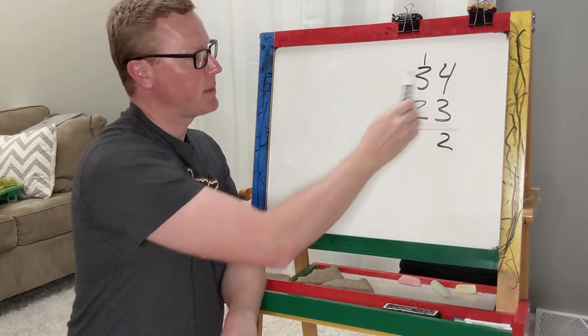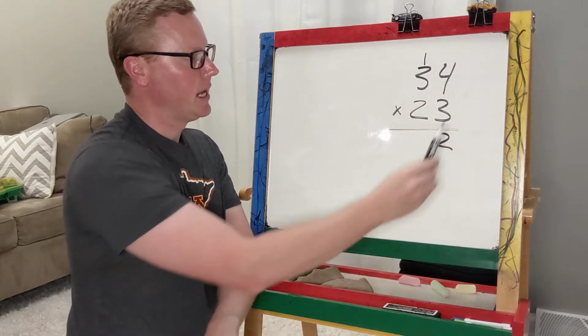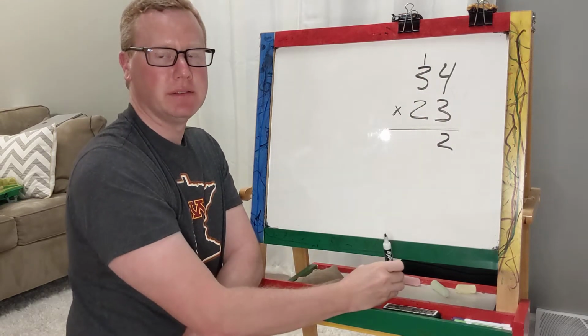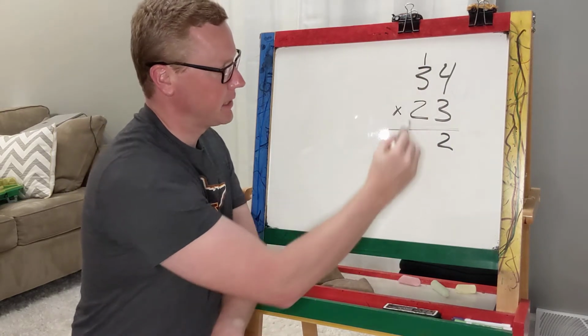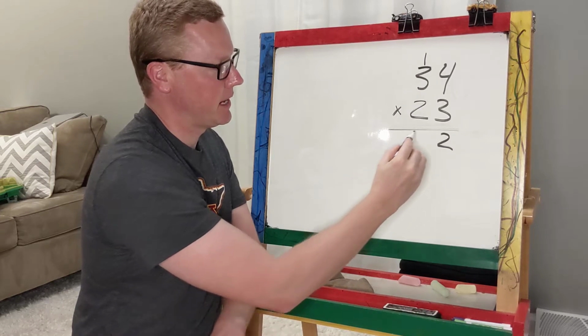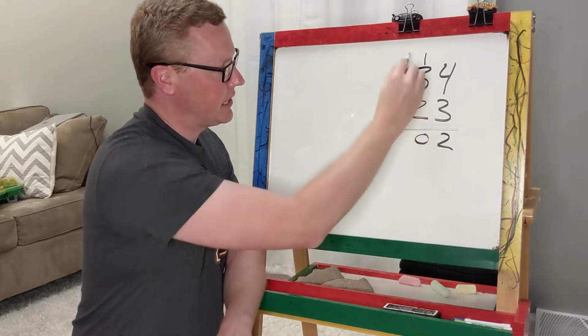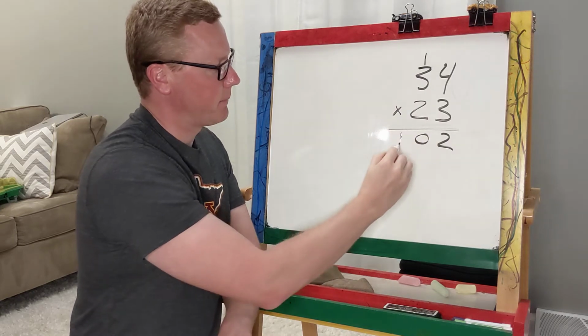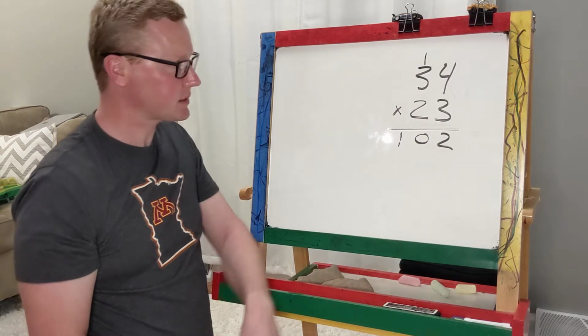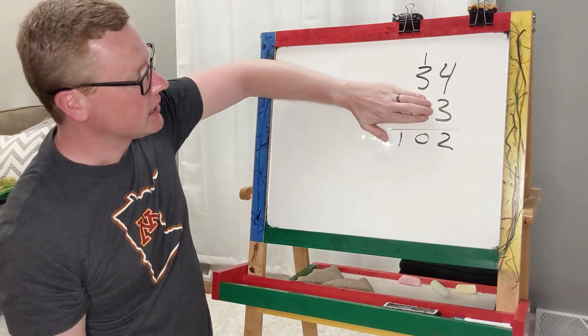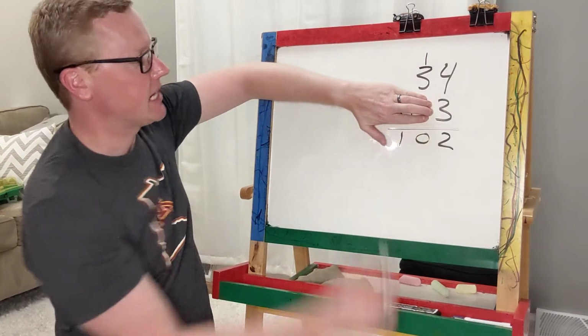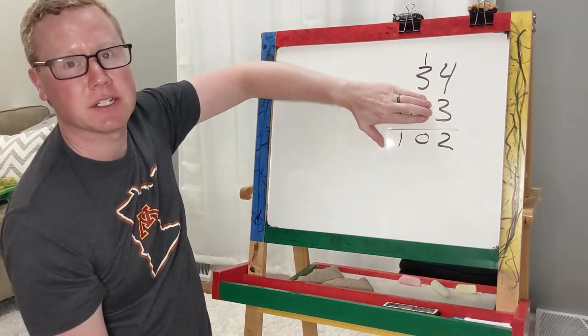And you do 3 times 3 is 9. And now you add that 1 above, and you get 10. But again, you can't put a 10 in the spot. You can only put the 0 there, and then the 1 goes to the 100 spot. So you get 102. That's what it would be if you had 3 times 34, would be 102.